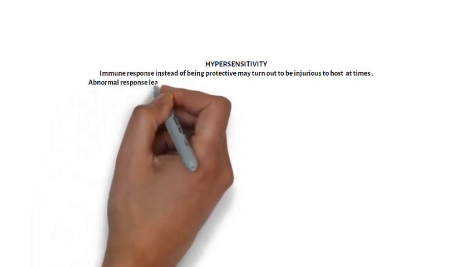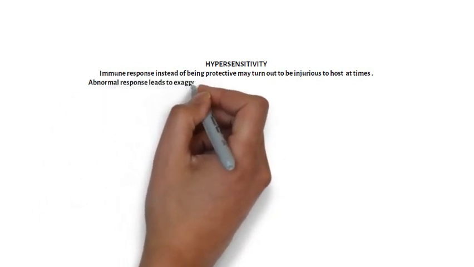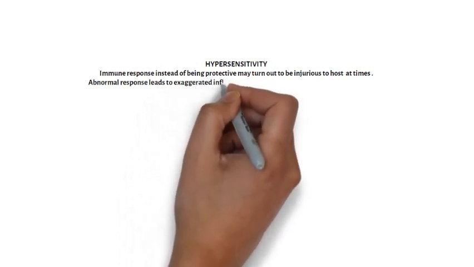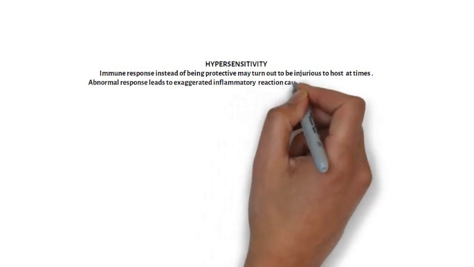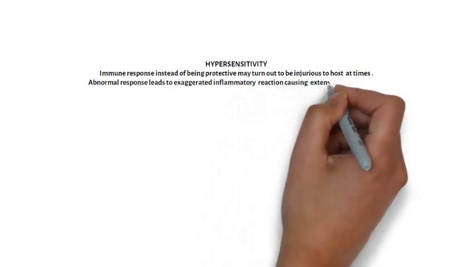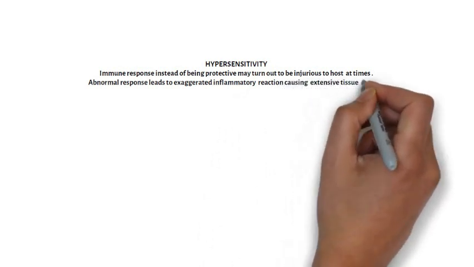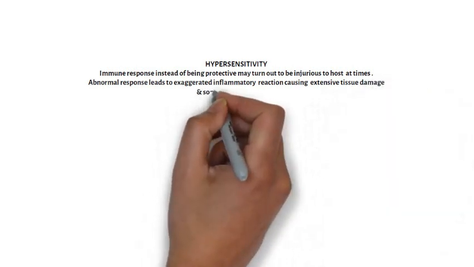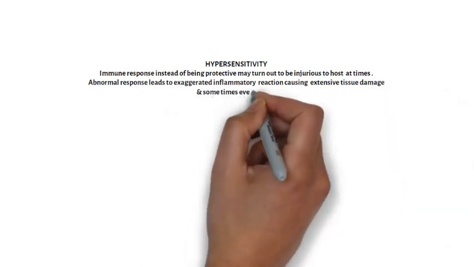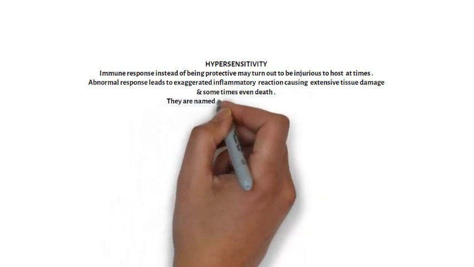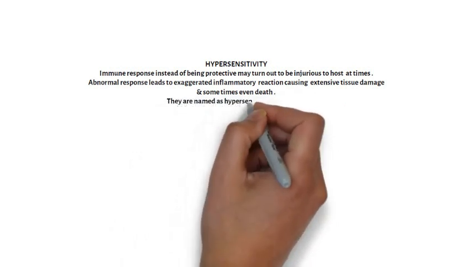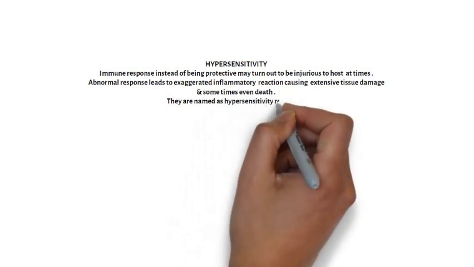Sometimes the response becomes abnormal. Immune response, instead of being protective, may turn out to be injurious to the host at times. Abnormal response leads to exaggerated inflammatory reaction causing extensive tissue damage and sometimes even death. They are named as hypersensitivity reactions.